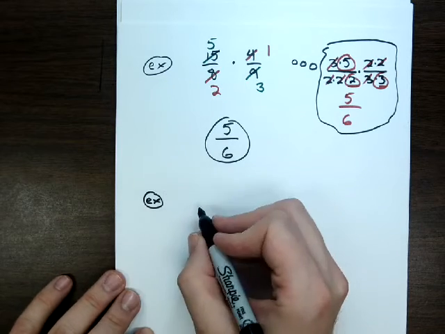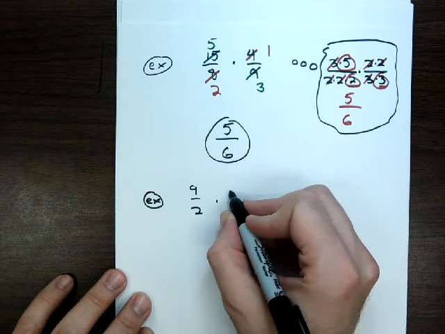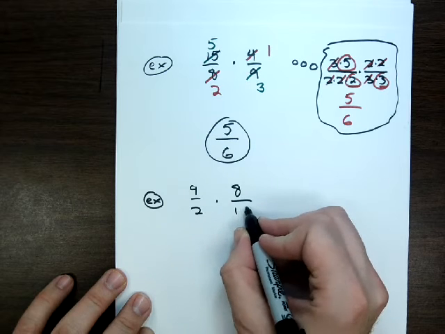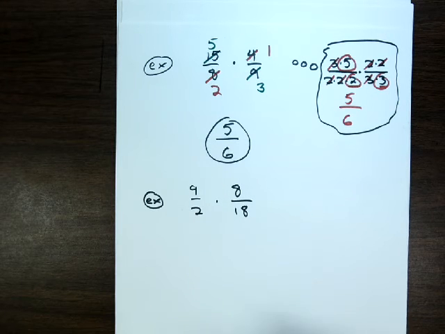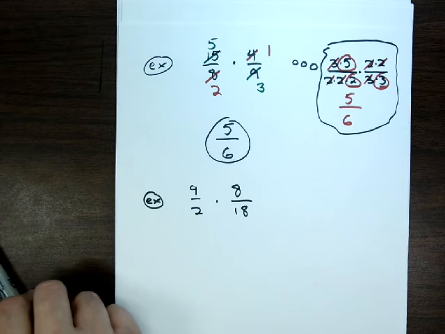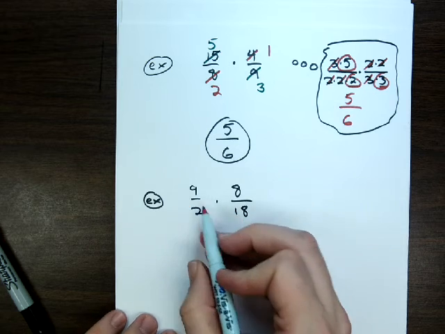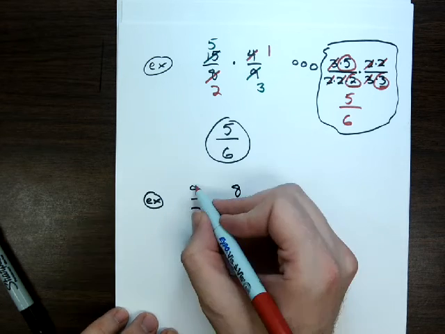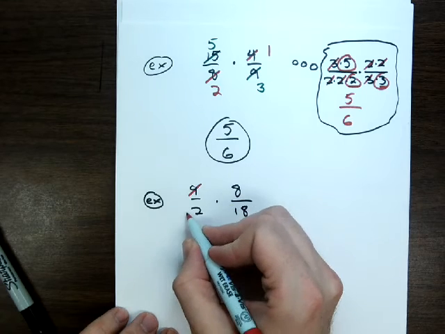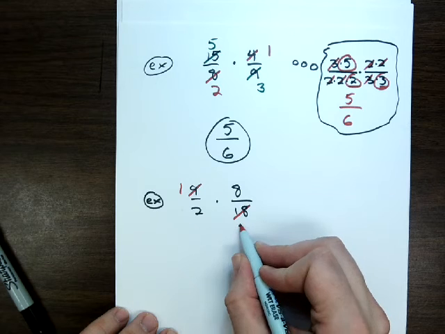Let's do something like 9 halves times 8 18ths. I like this one. This is a good example. Now, I can pick any number, top and bottom. I see that 9 and 18 are both multiples of 9. Hey, look, 9 goes into 9 one time. 9 goes into 18 2 times.